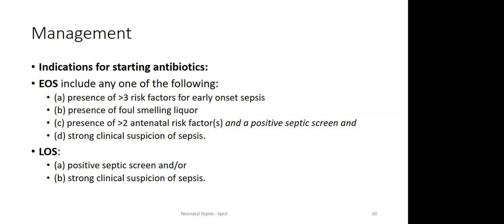And lastly, strong clinical suspicion. For example, the child is well, but then suddenly gets hypoglycemia. This is not in the form of a diabetic mother, a well child, suddenly after a few hours of life, has a hypoglycemia episode, or vomiting episodes. So you have to start antibiotics. How about late onset? If you've got a positive septic screen and strong clinical suspicion of sepsis, then you have to start.